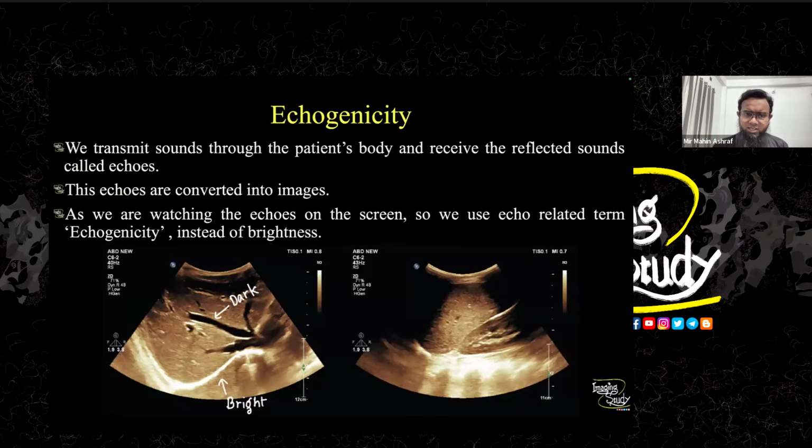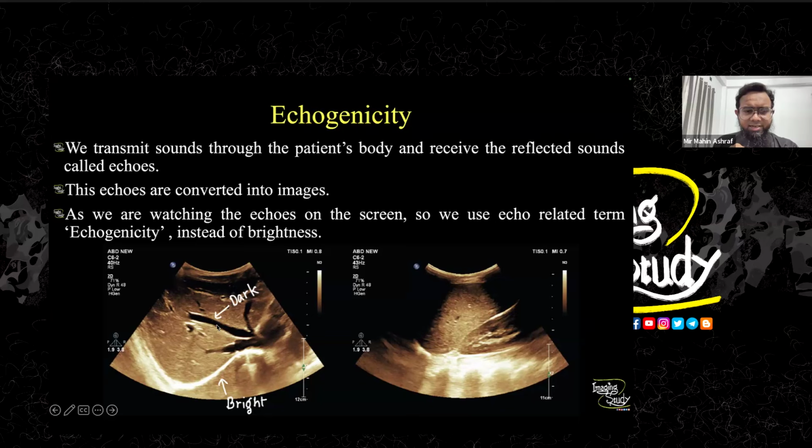Now come to echogenicity. We describe echogenicity a lot. This is the term used to describe any normal or abnormal structures. It is like brightness. The brightness term is used for light, and we use echogenicity for sound. Otherwise, it's quite similar. This is the transmitted sound, which is actually the reflected sound. We put it into the image category or image-like appearance, and we use the term echogenicity. So echogenicity is similar to brightness.